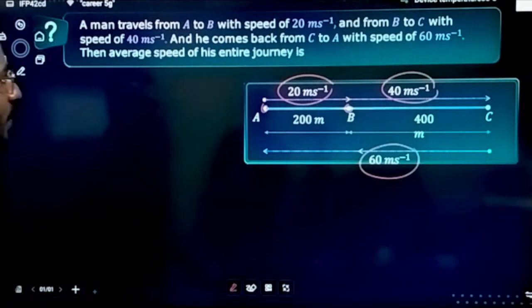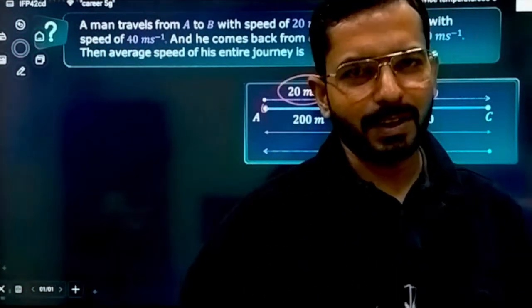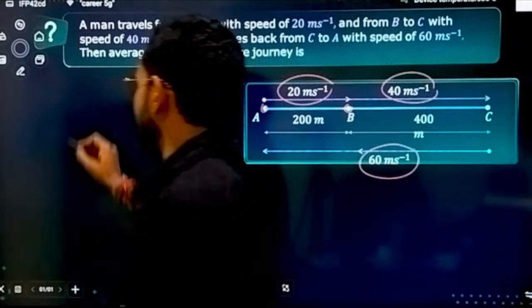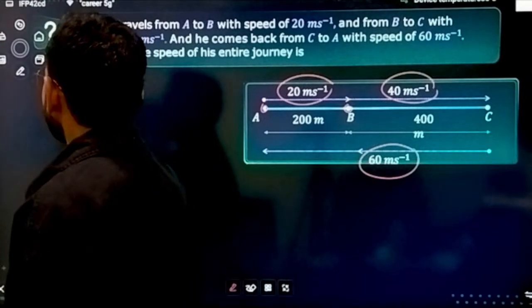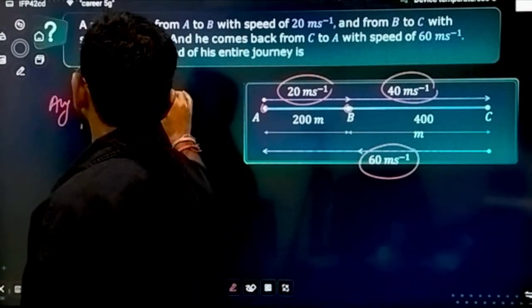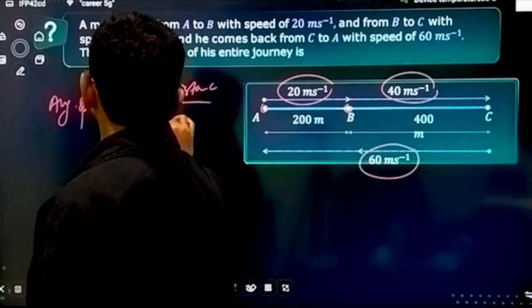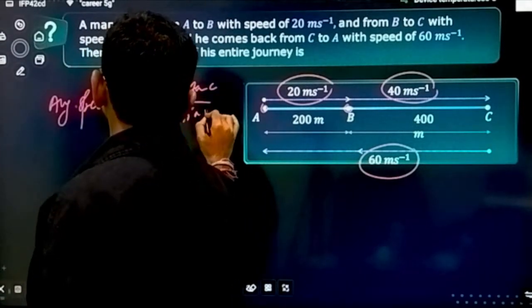Then the average speed of this entire journey. How will we calculate the average speed? Average speed has a simple formula. What is the simple formula of average speed? Average speed has a single formula: you have to write the total distance divided by the total time.